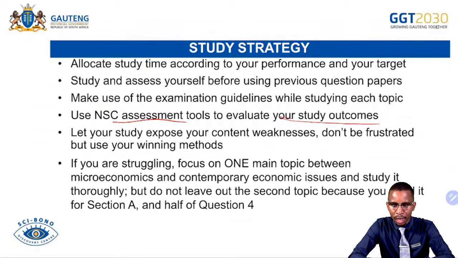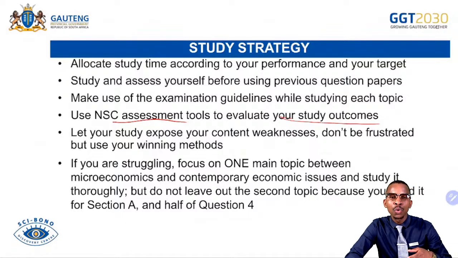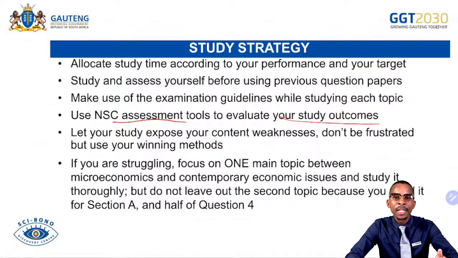If you are struggling, focus on one main topic between microeconomics and contemporary economic issues and study it thoroughly. But do not leave out the second topic, because you need it for section A and half of question 4 in section B. So normally, you find that you are in level 1 and you are really struggling to win in there. It will be difficult for you at this time to study all of these topics in paper 2. You must look at your strength. If ever you are good in economic issues, ensure that you study economic issues thoroughly, because that will allow you to answer question 3 in full and then question 4.